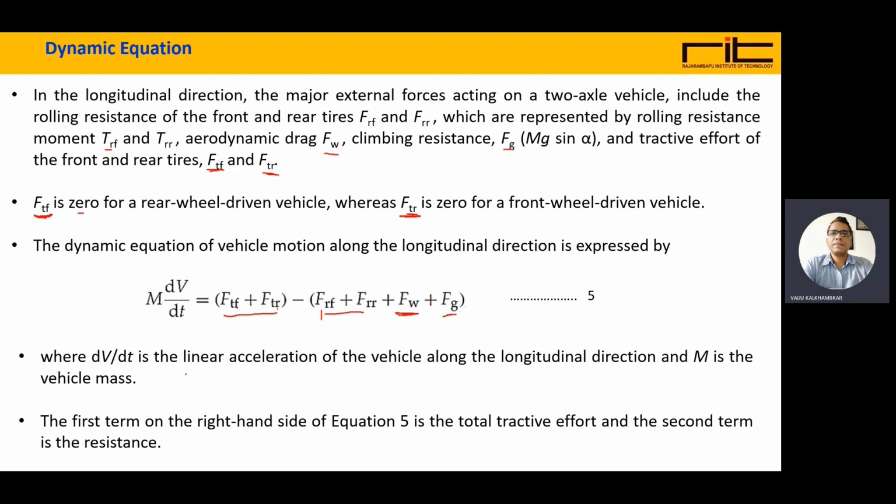Now here dv by dt is the linear acceleration of the vehicle along the longitudinal direction, and m is the mass of the vehicle. The first term on the right hand side of equation 5 is the total tractive force, and the second term is the resistance. So this will have all three resistances: the rolling resistance, aerodynamic drag, and grade resistance.